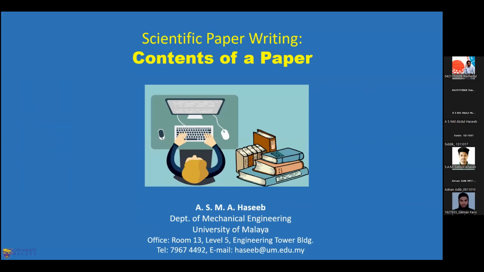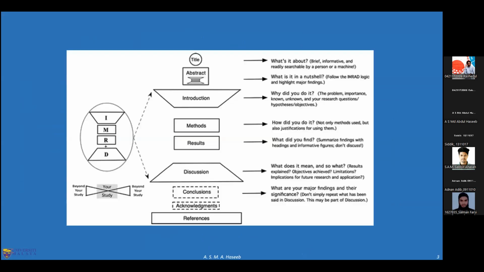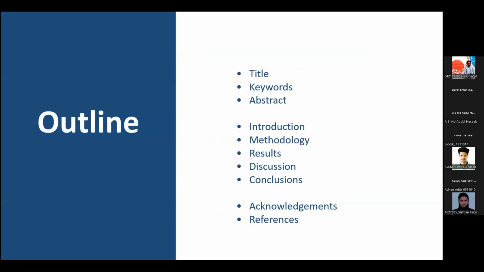So scientific writing, contents are there. You already know by now. So these are the typical sections: title, keywords, and then abstract. And in the main body, we have introduction, methodology, results, discussion, conclusions. And towards the end, we have acknowledgement and references.